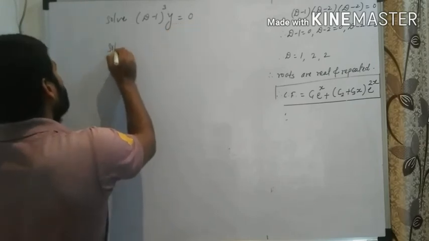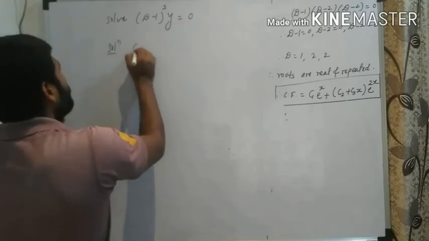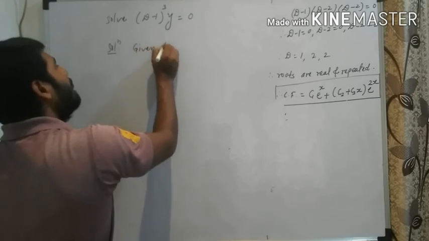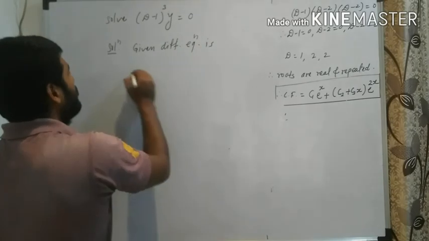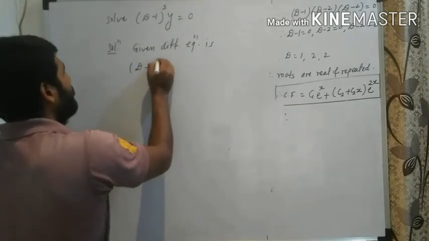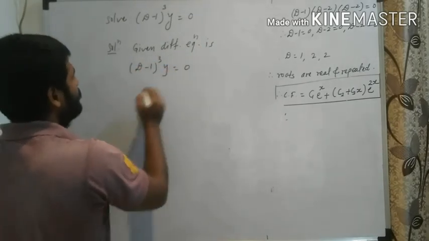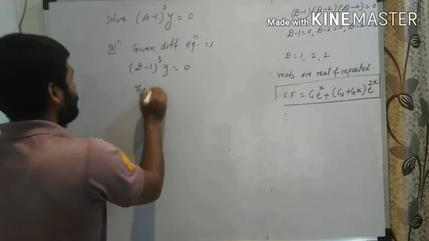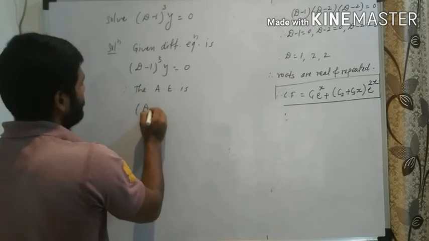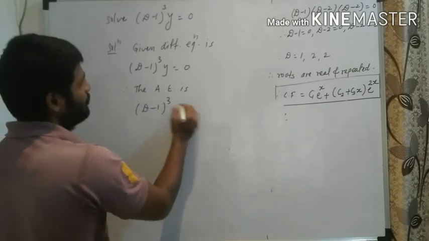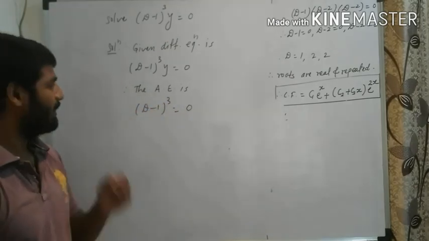So in the solution, the given differential equation is d minus 1 bracket cube into y is equal to 0. So directly we have to write the auxiliary equation: d minus 1 bracket cube equal to 0.